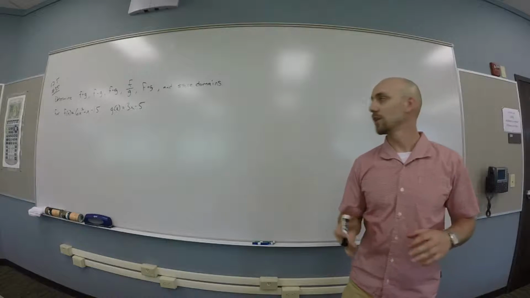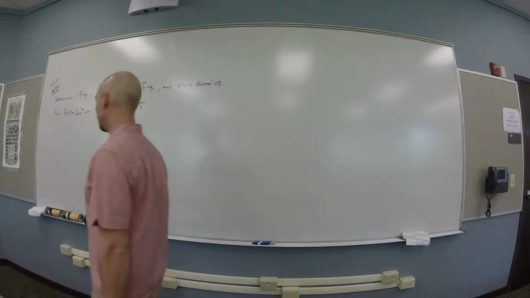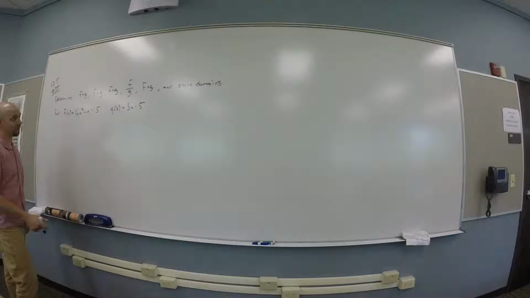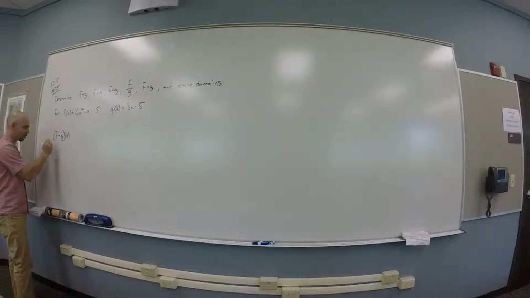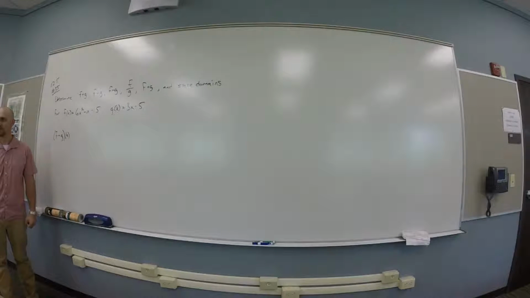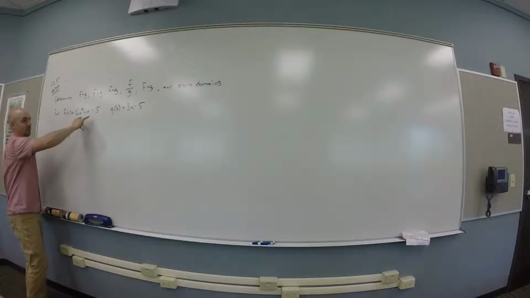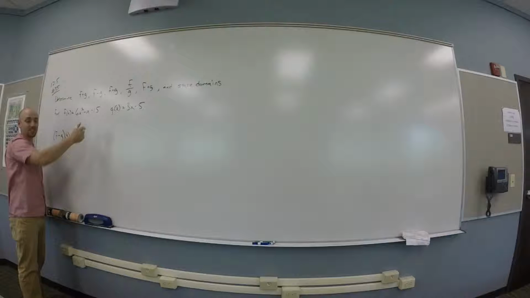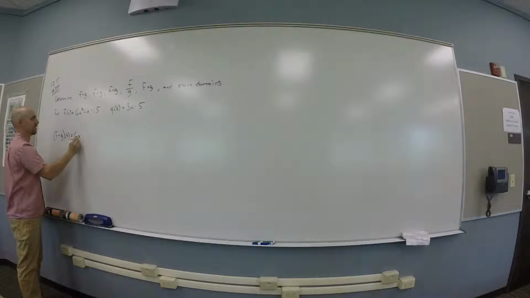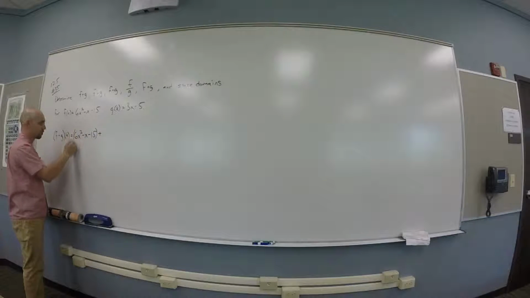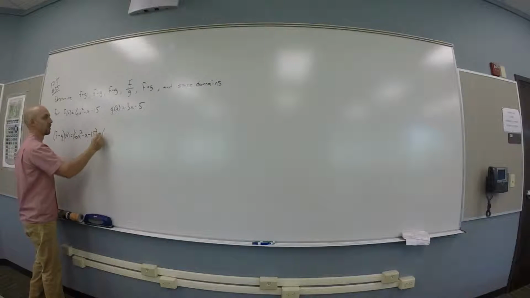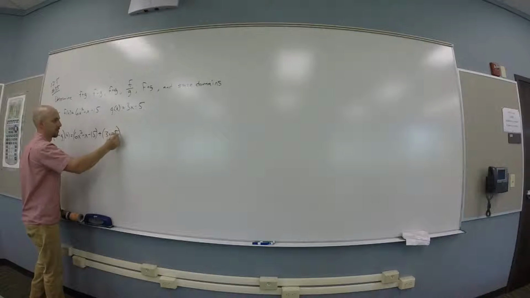First, if I want to add f and g, what do I do with the rules for f and g to get the rule for f and g added? So I want to do f plus g of x. Here's what f is, there's what g is. Add them together. So I got 6x squared minus x minus 15 plus, maybe with parentheses, 3x minus 5.